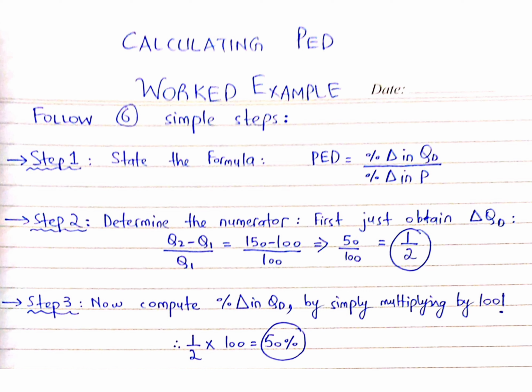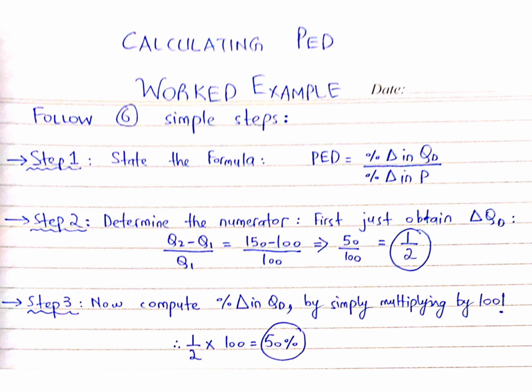Okay, now in the next 2 steps, we're going to calculate the numerator, but we're going to do that in 2 different steps. So first, we just compute the change in quantity demanded, which is given by delta QD. So D is basically the subscript, so that tiny letter that you see next to Q, that is what I'm talking about right now. So Q2 here is the new quantity and Q1 here is the original quantity. So just subtract Q1 from Q2 and divide the answer by Q1. Okay, so this is going to get you 0.5, that is 1 over 2.